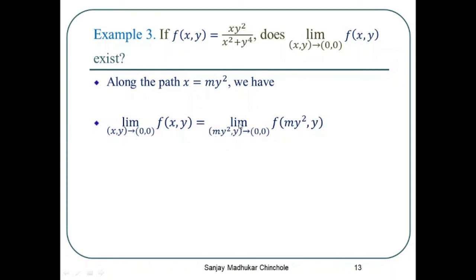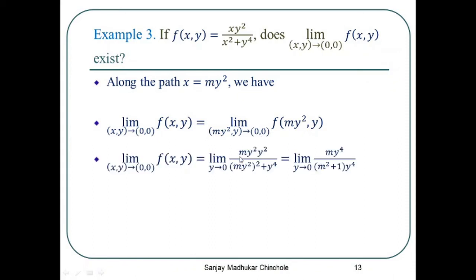Again, this limiting process (my square, y) tends to (0, 0) reduces to the limit as y tends to 0. And f(my square, y) becomes my square into y square upon (my square) whole square plus y raised to 4. Therefore, in the numerator we get my raised to 4, and in the denominator we get m square y raised to 4 plus y raised to 4, from which you can take y raised to 4 as common, so that in the denominator we get (m square plus 1) into y raised to 4.